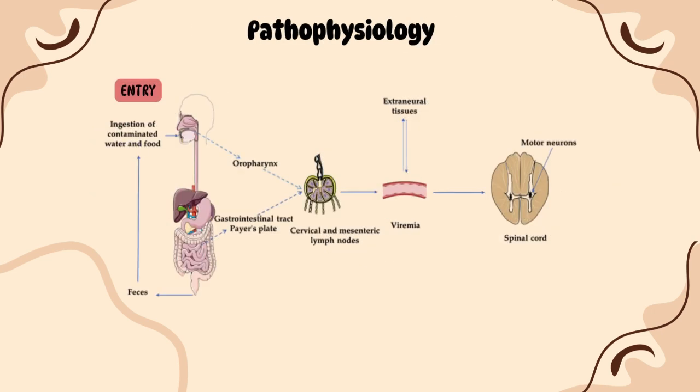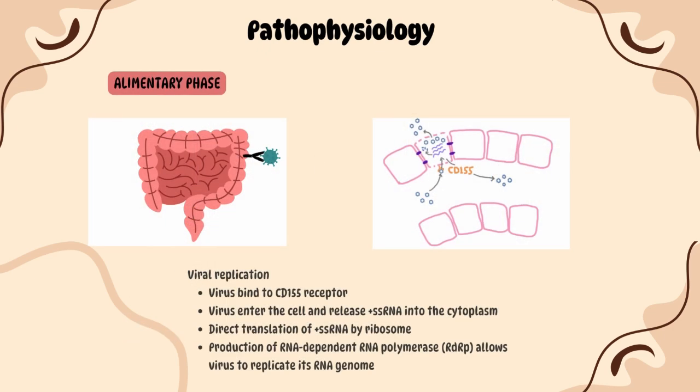How does poliovirus infect humans? The pathophysiology starts from the entry of poliovirus mainly via the fecal-oral route, usually by ingestion of contaminated water or food. In some cases, it can also spread in droplet or aerosol form. Once poliovirus enters the body, it begins the first stage called the alimentary phase. The virus initially replicates in 2 locations, the oropharynx and the intestinal mucosa, especially in the areas called Peyer's patches and tonsils. The virus attaches to human cells by binding to a receptor called CD155.